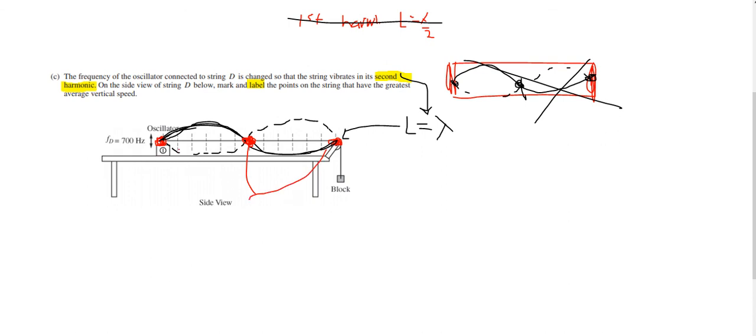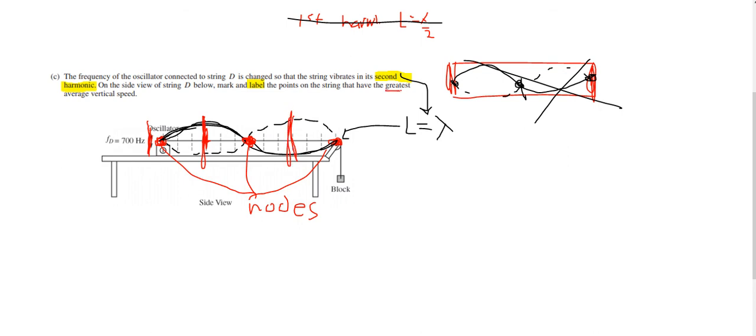Remember, node is where there's no movement, no sound. I'm going to label these nodes. I don't know if I have to, but it seems useful. So that means my greatest speed is going to be at my antinode, which is at the highest point. And if you can't already tell, since we're looking for average vertical speed, that's going to be where it's furthest away from the middle. So I would just mark here, and 1, 2, 3, here.